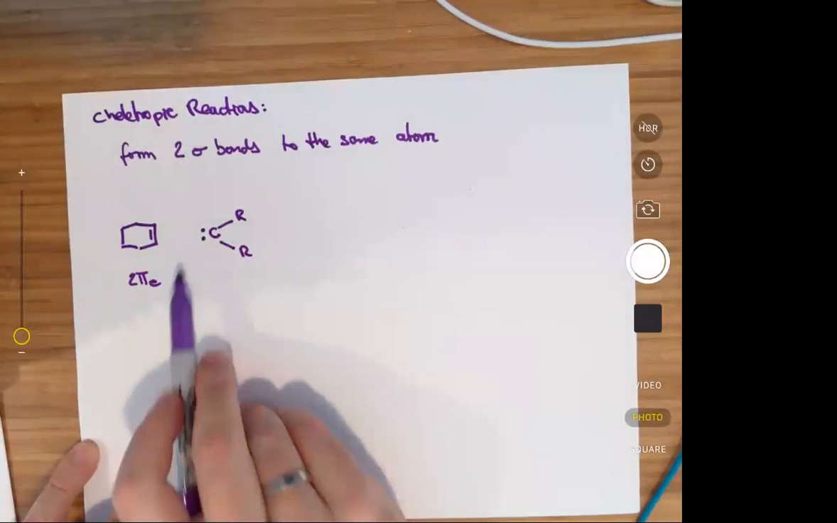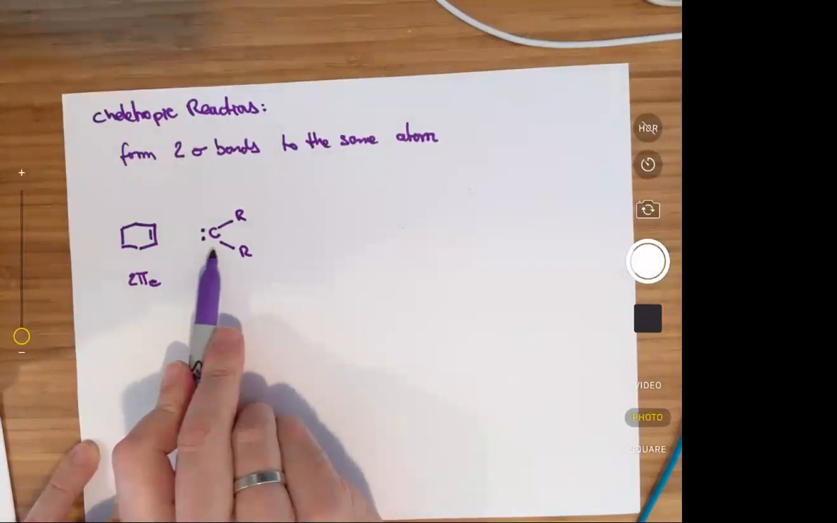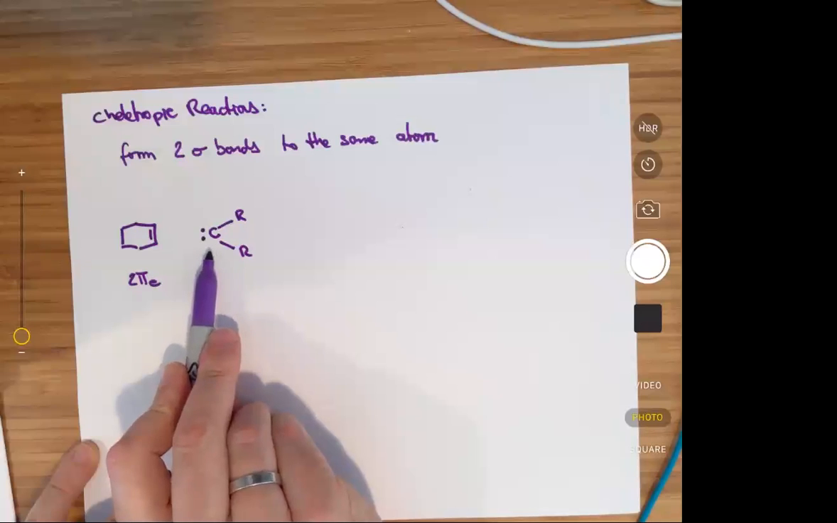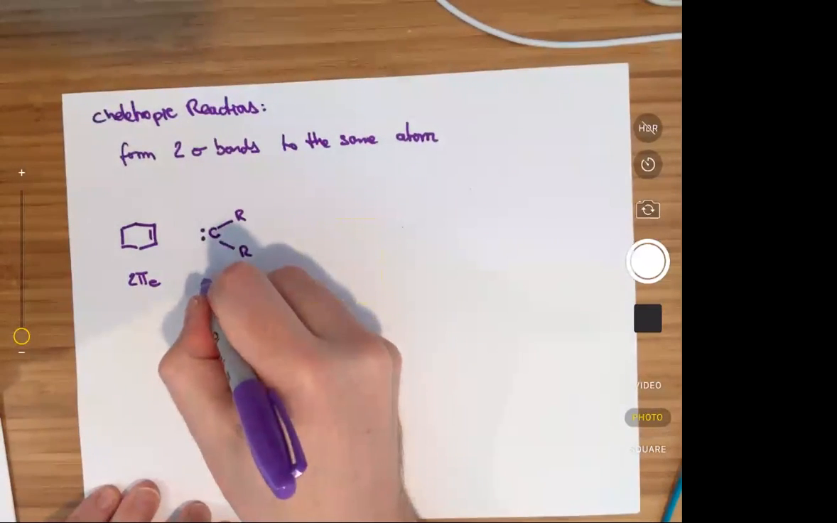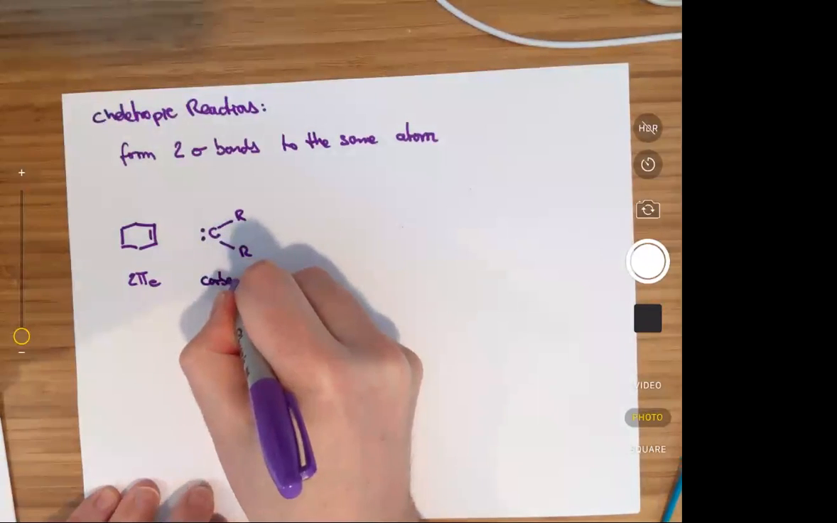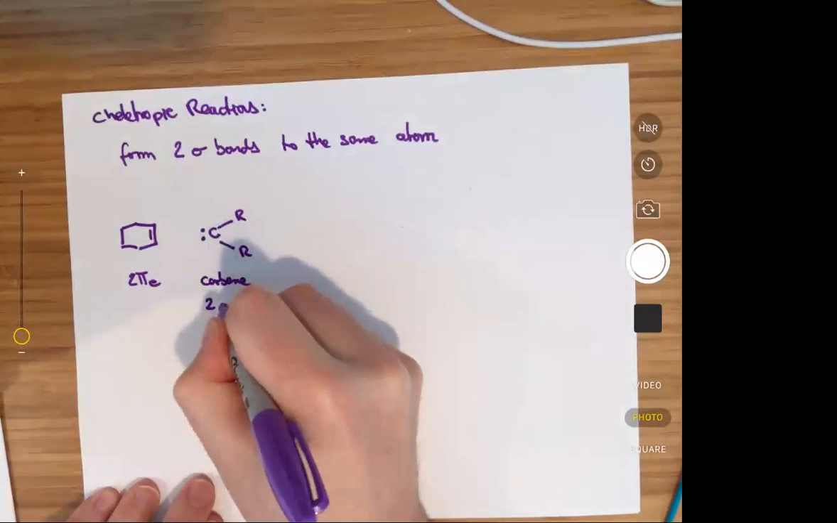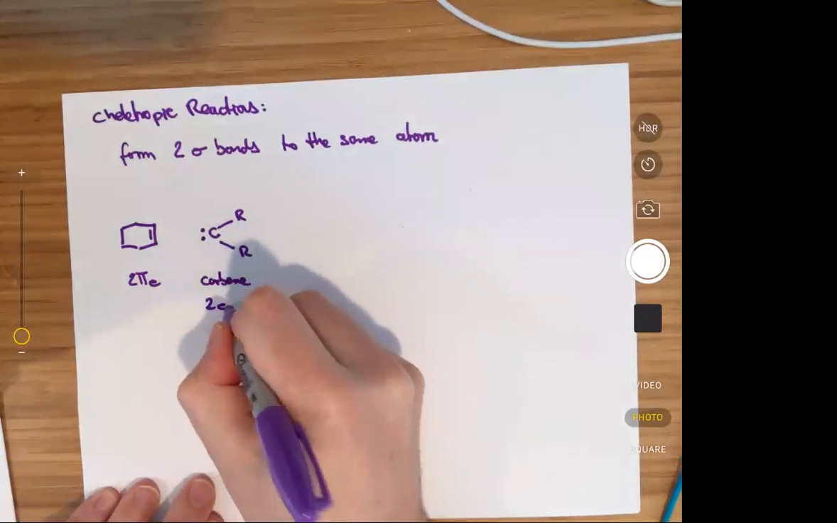Of course, this is not something that is often considered a stable species. Most of the time, these are generated in situ as highly reactive two electron components. So this is a carbene, and it has two electrons.